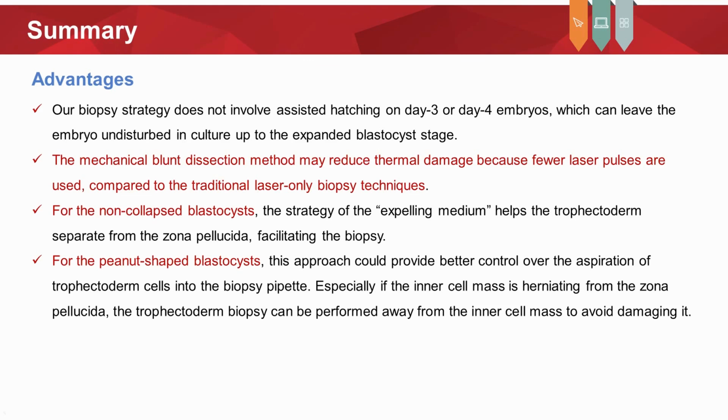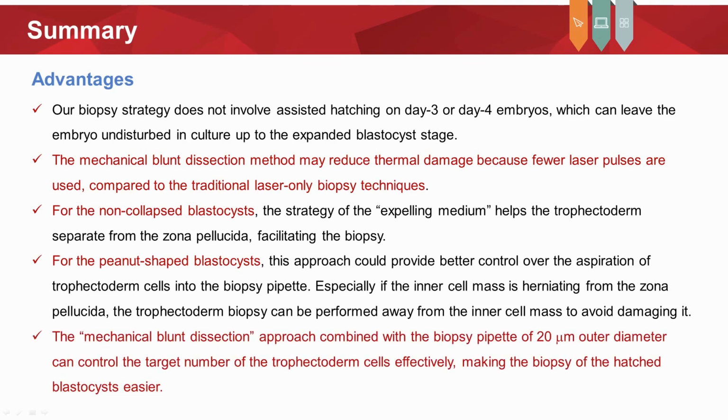The trophectoderm biopsy can be performed away from the inner cell mass to avoid damaging it. The mechanical blunt dissection approach, combined with the biopsy pipette of 20 micrometer outer diameter, can control the target number of the trophectoderm cells effectively, making the biopsy of the hatched blastocysts easier.